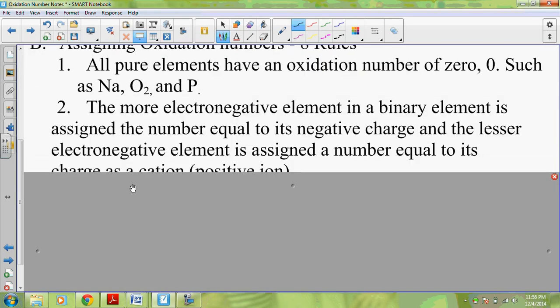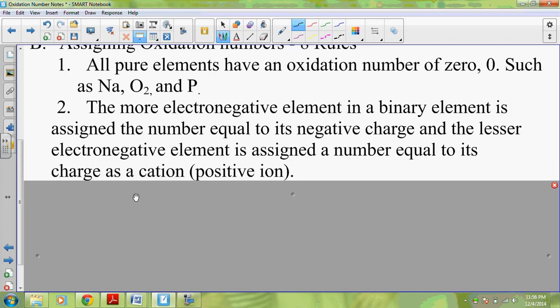Rule 2, very lengthy. We'll get to that when we have to get to that. That's not necessary right now.